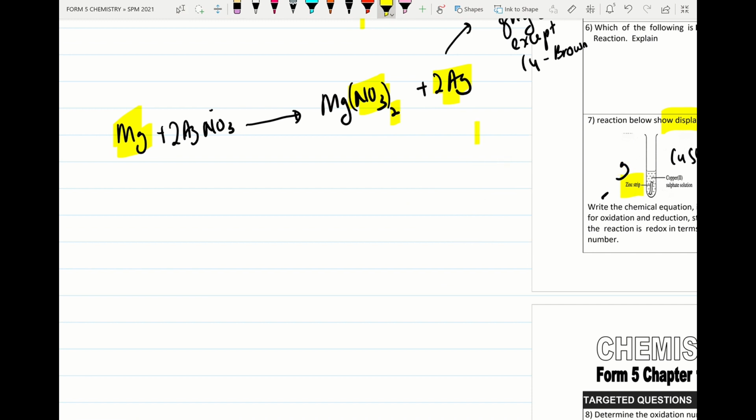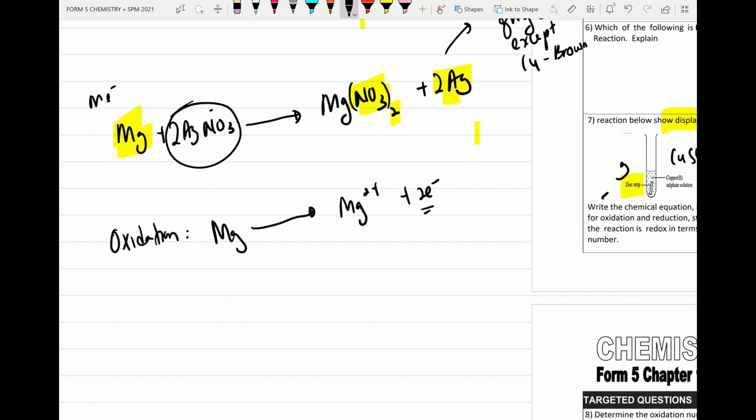The more electropositive metal will undergo oxidation. So magnesium loses electrons and forms the magnesium 2+ ion. This electron will be gained by someone here, so I take the silver ion and nitrate ion.